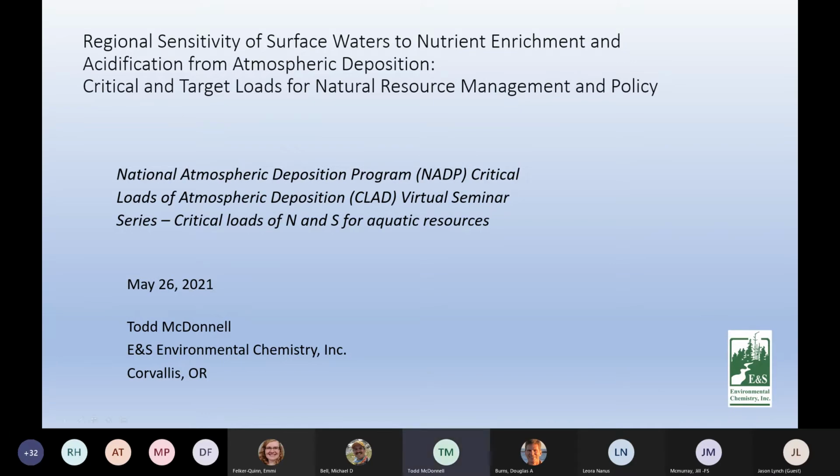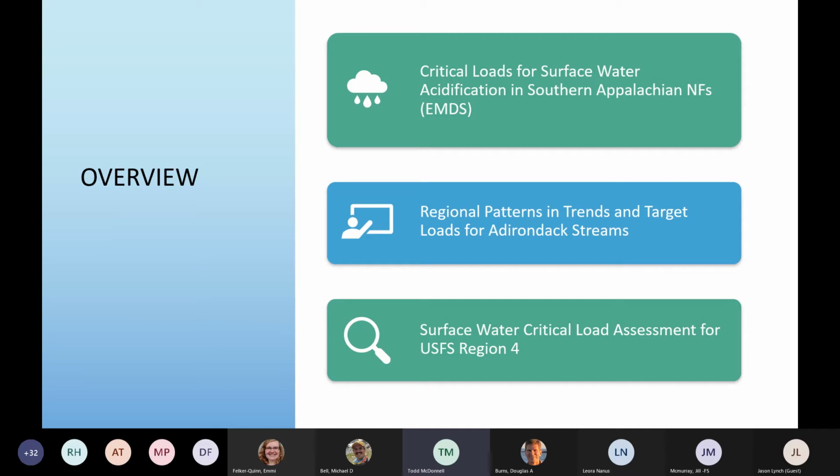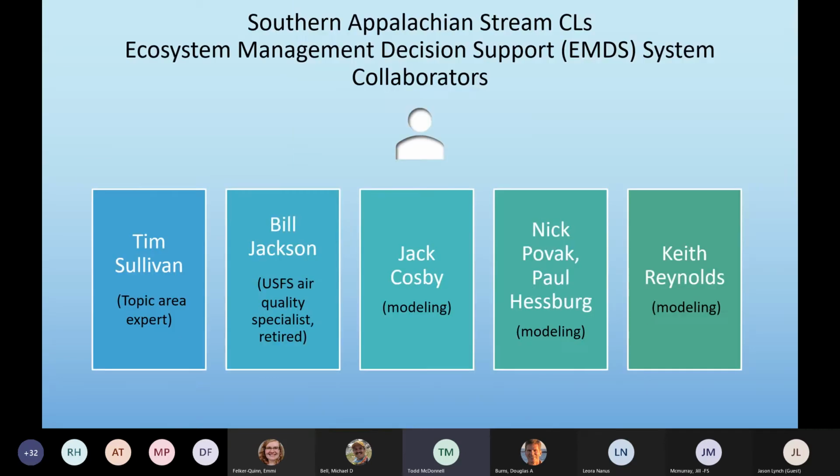The slide's not going. Okay. So we have that Southern Appalachians work that we also refer to as our EMDS project, Ecosystem Management Decision Support. And then the recently completed regional patterns and trends and target loads for Adirondack streams. And then the surface water critical load assessment for U.S. Forest Service Region 4, which is the Intermountain region. It also includes portions of the Rocky Mountains.